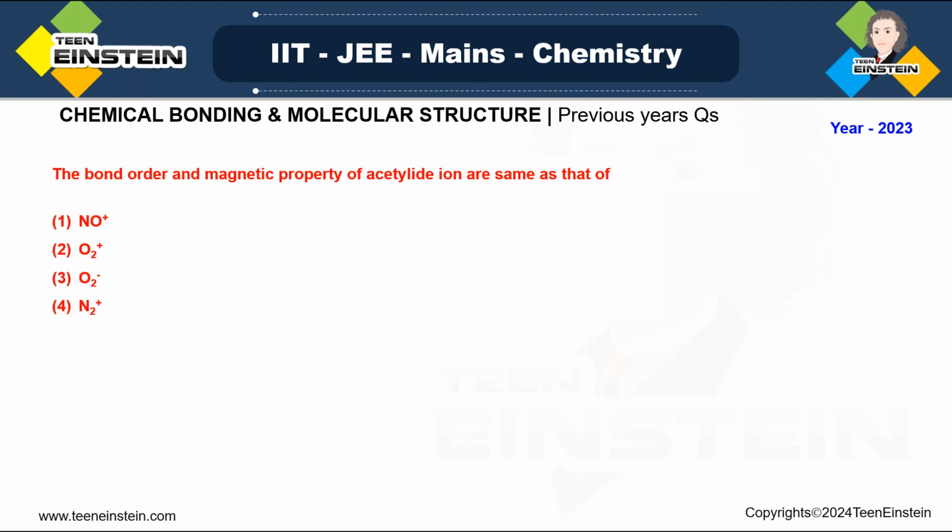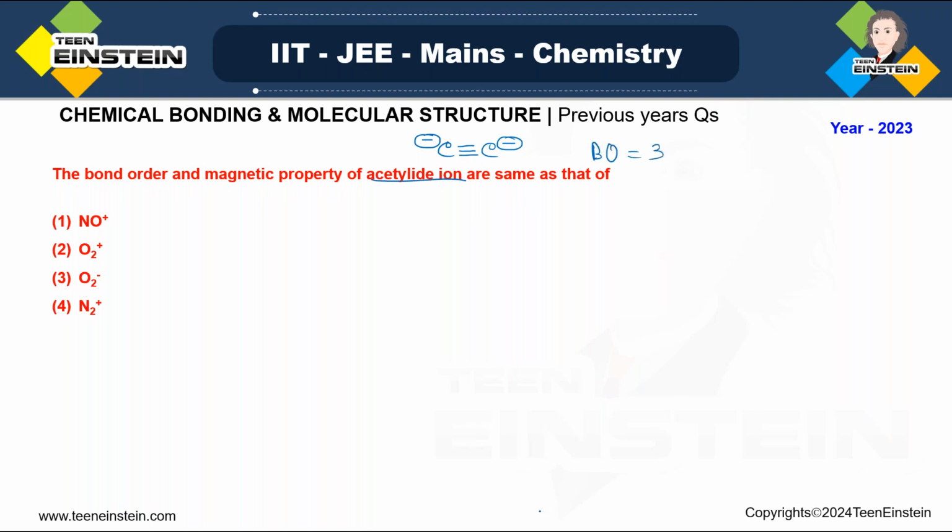Now the next question. The bond order and magnetic property of acetylide are. So this molecular orbital diagram we have already seen. The previous diagram will help us to understand this question also. Bond order and paramagnetic property of acetylide ion. Acetylide ion is simply, think about acetylene. If you remove both hydrogens, there will be a negative charge. So here bond order is 3, that we can easily understand.